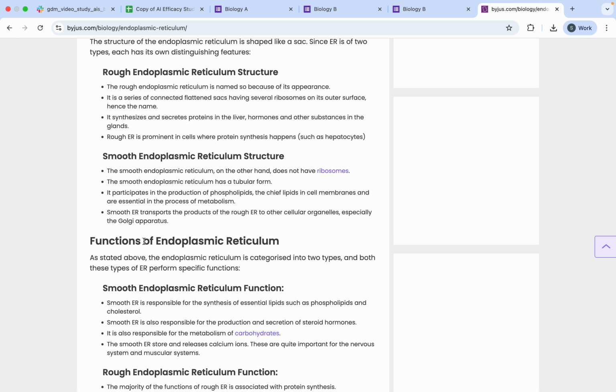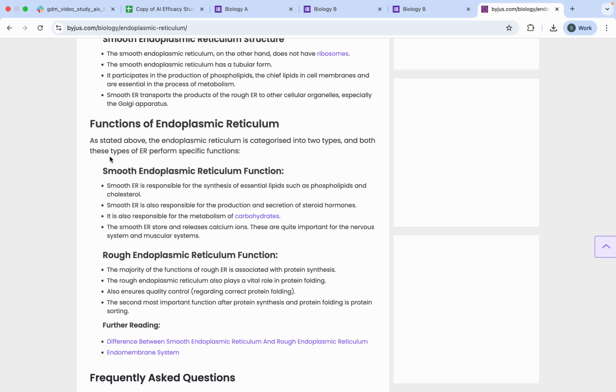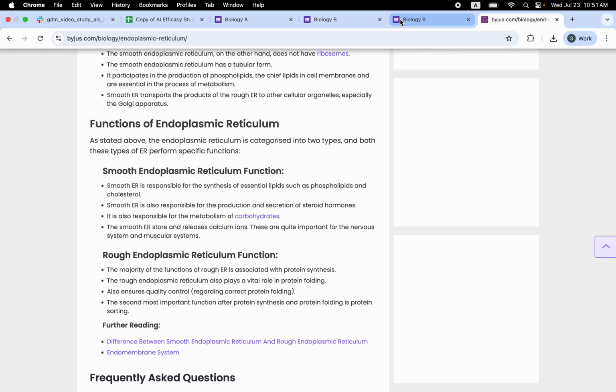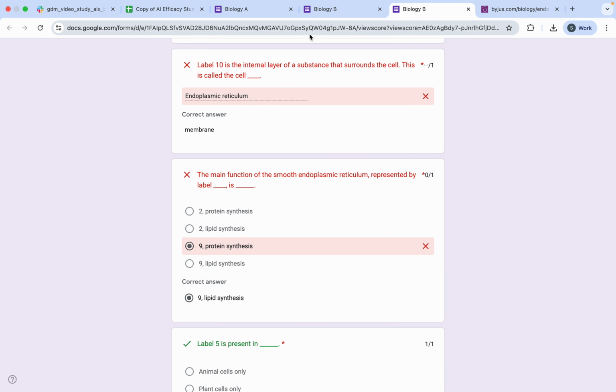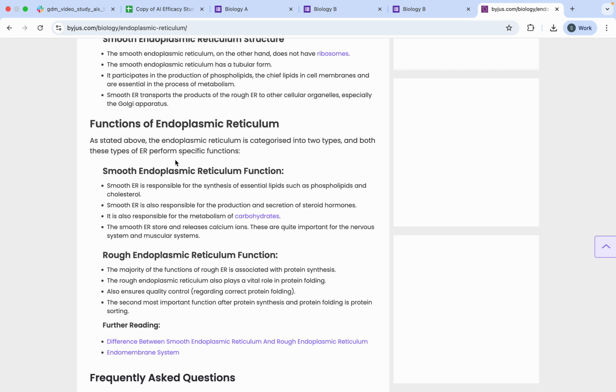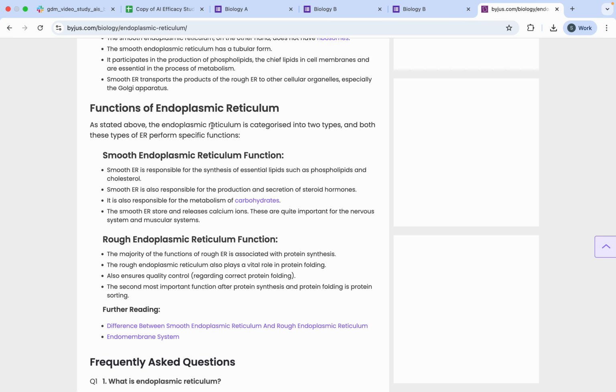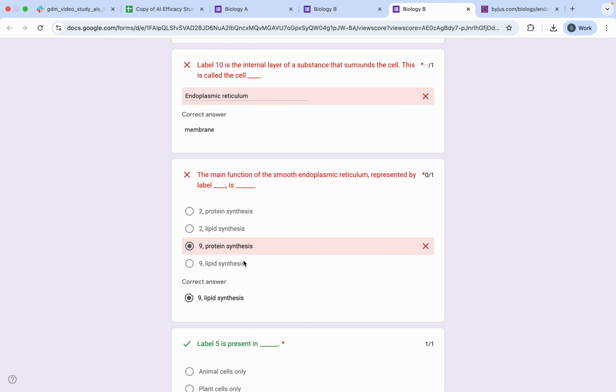Then here we can see the function. The function of endoplasmic reticulum in the question is the main function. The endoplasmic reticulum is categorized into two, and both of these have a specific function. Smooth endoplasmic reticulum is responsible for synthesis of essential lipids. So our answer should be lipid synthesis, not protein synthesis. So here the correct answer is D.